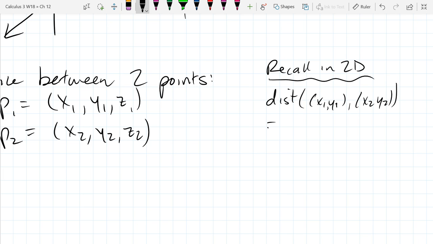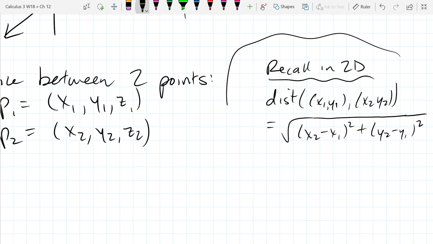Does anybody remember the distance formula? Yeah, so it's y2 minus y1 squared. I'm going to go alphabetically, though. So that should look familiar. It's the difference of the x's squared plus the difference of the y's squared. You square root, and that's the Pythagorean theorem, basically. That's the hypotenuse of a right triangle.